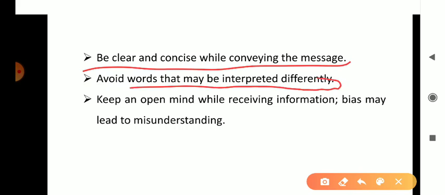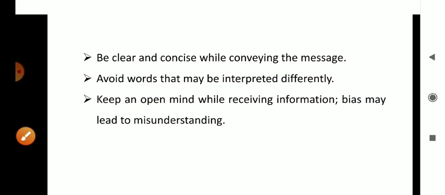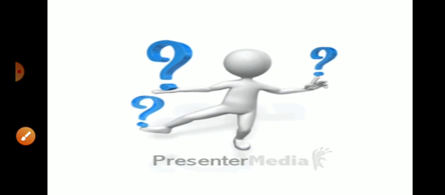Then keep an open mind while receiving information. Bias may lead to misunderstanding. Means an open-minded approach should be there in conversation. If there is any partiality or any ambiguous things delivered, that can lead to misunderstanding for the next person. Next, in tomorrow's class, we will discuss the techniques of therapeutic communication.